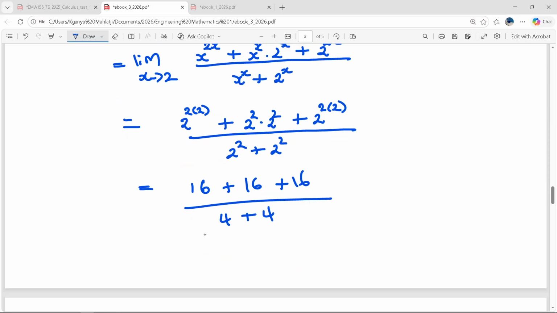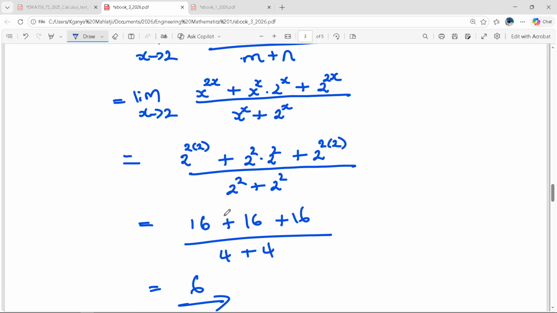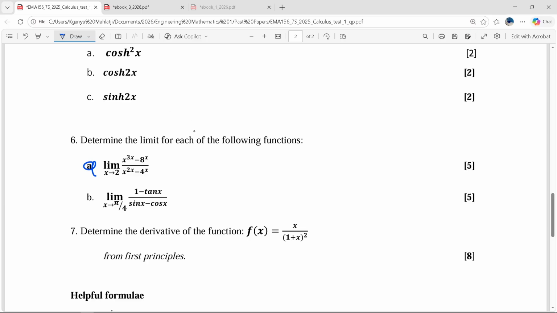Then from here you'll have 16 times 3 over 8. So your answer is 6. That's the solution to this limit question. Now let's do the second one, B.